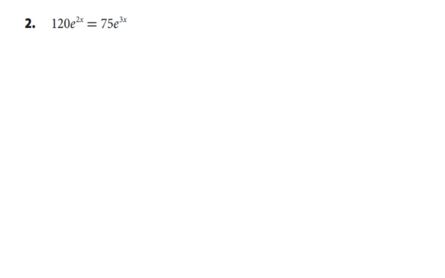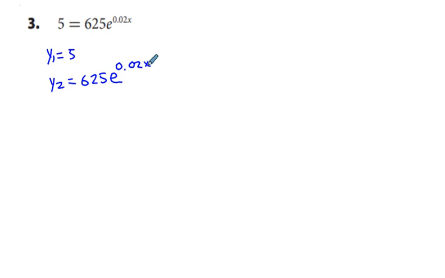Okay, let's go ahead and do the next odd number problem, which is 3. Here we're going to solve this one by setting y1, the left side of the equation, equal to 5, and y2 equal to 625 e to the power of 0.02x. So let's go to our calculator.